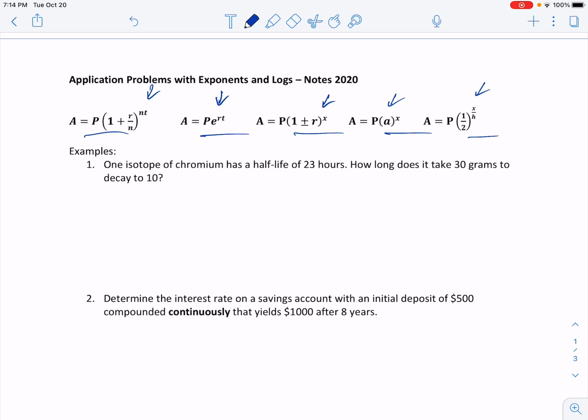All right? So a half-type isotope chromium has a half-life of 23 years. Half-life. Bingo. You should go, oh yeah, I need that formula. First thing you do. You take 30 grams to decay to 10. So 30 is what you start with. 10 is what you end with. 1/2 is a constant. Time is what we're looking for, or X, and the half-life is 23. Okay, first thing you do is divide by 30. So you get 10 divided by 30 is 1/3 equals 1/2 to the T over 23.